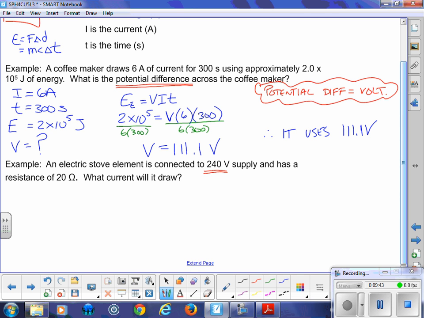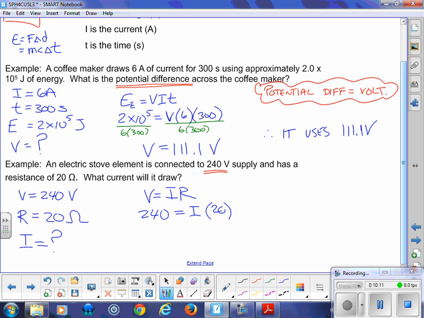It requires high amounts of voltage. So voltage is 240. It has a resistance, so resistance is R equals 20 ohms. And what is the current? So we're looking for I. So we finally get to use that formula that I talked about a little bit earlier today and in a previous lesson. We finally get to use V equals IR. So we do 240 equals, looking for I, and your resistance is 20.